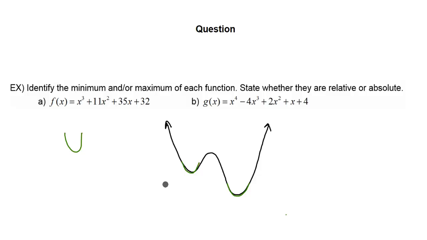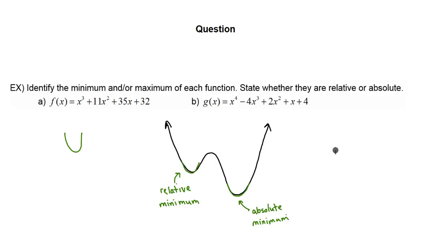Well, absolute minimum means it's the absolute lowest part or most minimum part of our graph. And this one right here is going to be the lowest part of our graph, so that's going to be absolute min. And then this one right here, it's not the lowest part of our graph, but it's still a U-shape, so it's going to be a relative minimum. So that's all about the minimum.